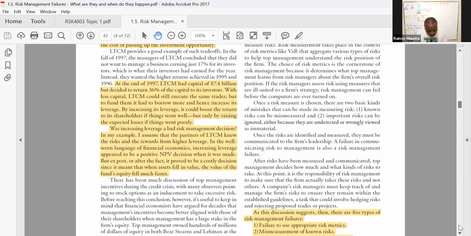So here they say, was increasing leverage a bad risk management decision? In my example, I assume that the partners of LTCM knew the risks and the rewards from higher leverage.